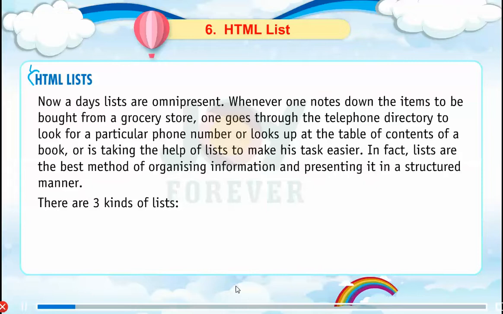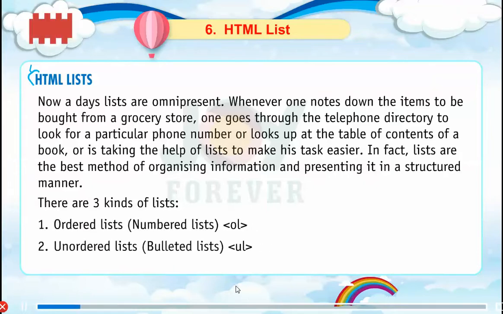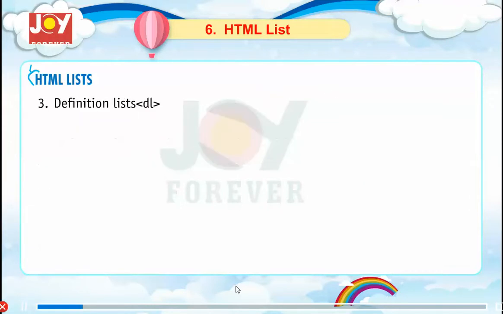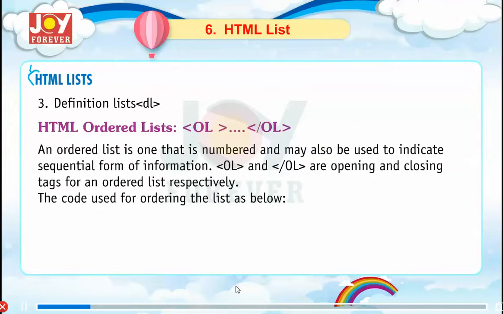There are three kinds of lists. First, ordered lists. Second, unordered lists. Third, definition lists. HTML ordered lists. An ordered list is one that is numbered and may also be used to indicate sequential information. OL and /OL are the opening and closing tags for an ordered list respectively. The code used for ordering the list is as below.